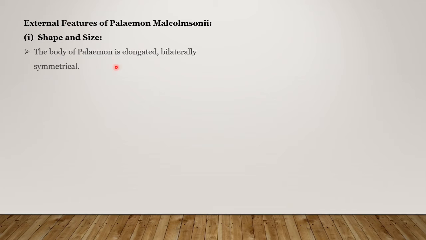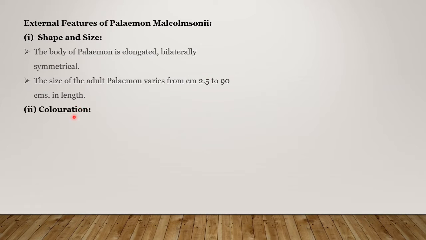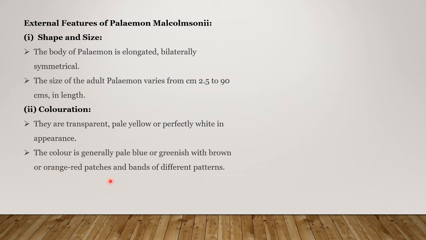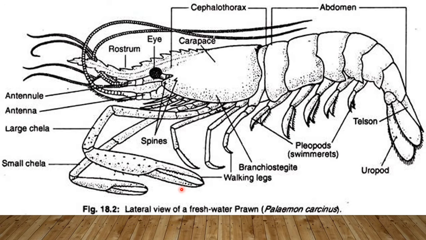External features of Palaemon: shape and size. The body of Palaemon is elongated, bilaterally symmetrical. The size of the adult prawn varies from 2.5 to 90 centimeters in length. Coloration: they are generally transparent, pale yellow or perfectly white in appearance. The color is generally pale blue or greenish with brown or red patches and bands of different patterns on the body. So this is the diagram depicting the external features of prawn.